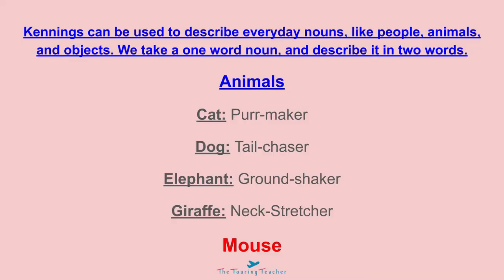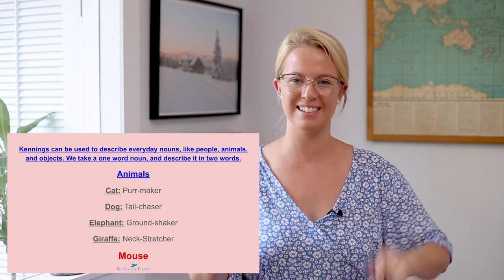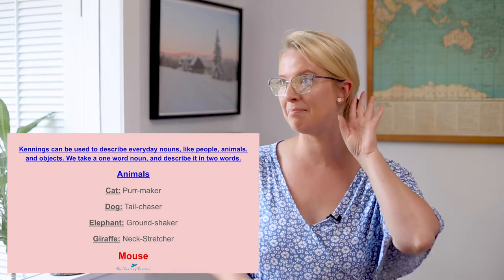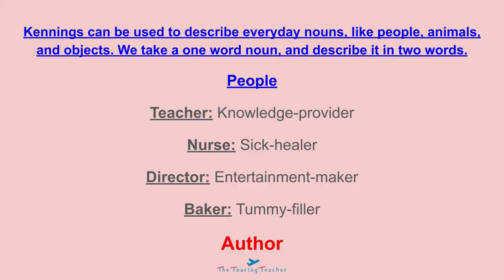Animals. Instead of saying cat, we could have purr maker. Instead of saying dog, we could have tail chaser. Instead of elephant, we could have ground shaker. And instead of giraffe, we could have neck stretcher. What do you think would be a good Kenning for the word mouse? Have a think. That's a good one. All right, let's look at the next list.